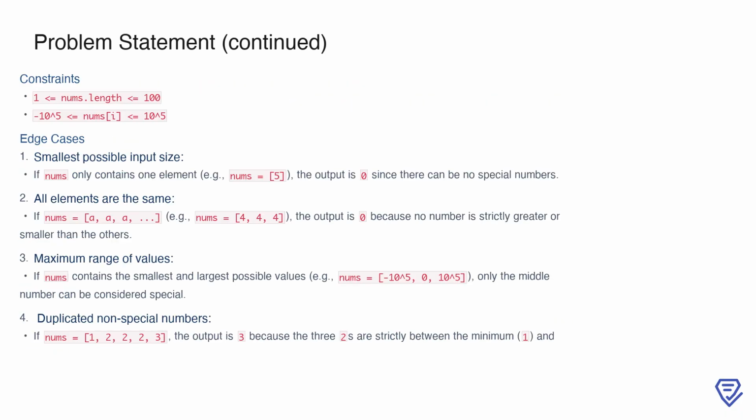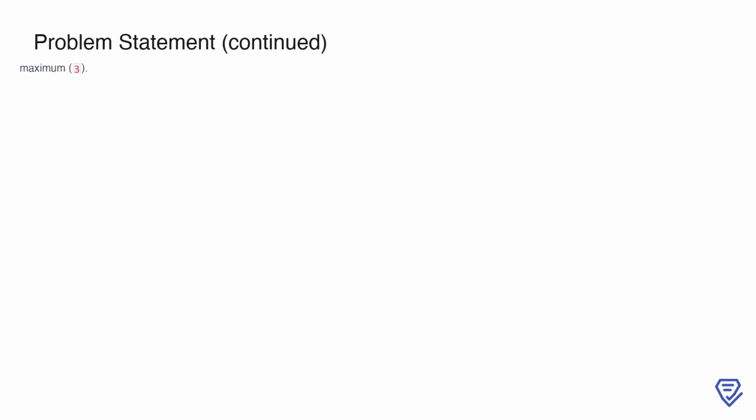Now consider the third example, where the input array is 1, 1, 1. In this case, the smallest and largest values are both 1. Since there are no numbers that are strictly greater than the minimum or strictly smaller than the maximum, there are no special numbers in the array. As a result, the output is 0. This example highlights that if all elements in the array are the same, it is impossible to have any special numbers.